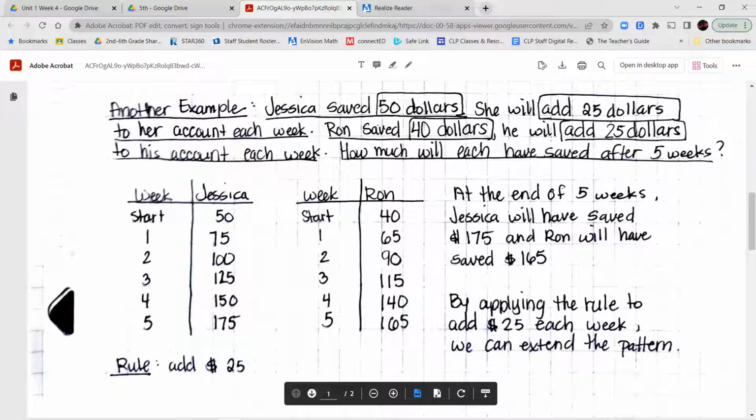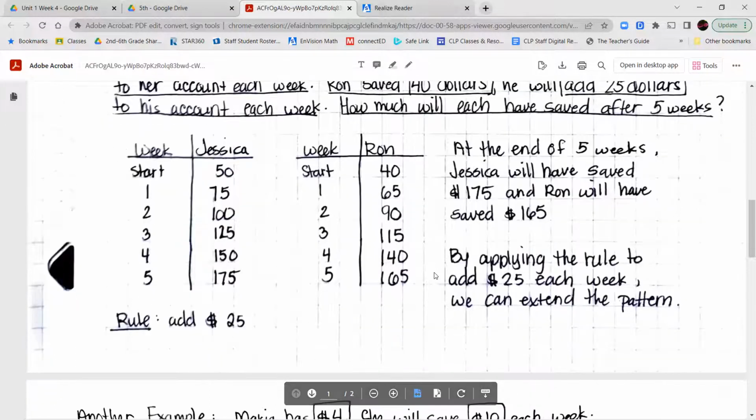So by knowing what the rule is, we were able to extend this pattern out to 5 weeks. Now again, since our numbers are changing the exact same way, they're both following the same rule, the difference is always going to be the same. Jessica is always going to have $10 more than Ron. She started with 50 and he started with 40. That's a difference of 10. 75 minus 65 is a difference of 10. 100 minus 90 is a difference of 10. And that's going to apply no matter how far you extend that pattern.